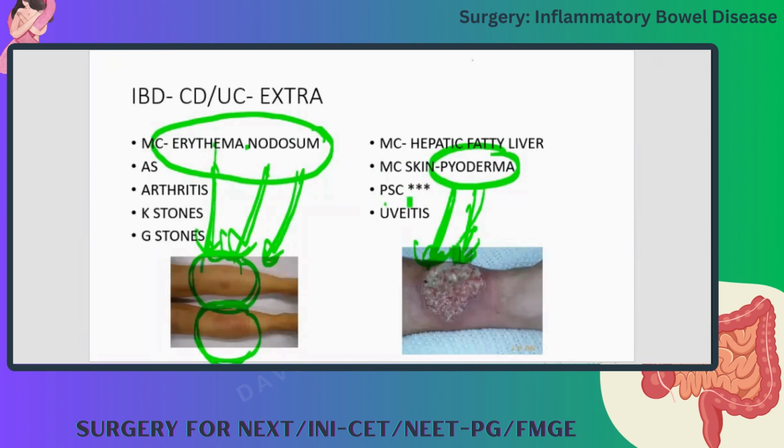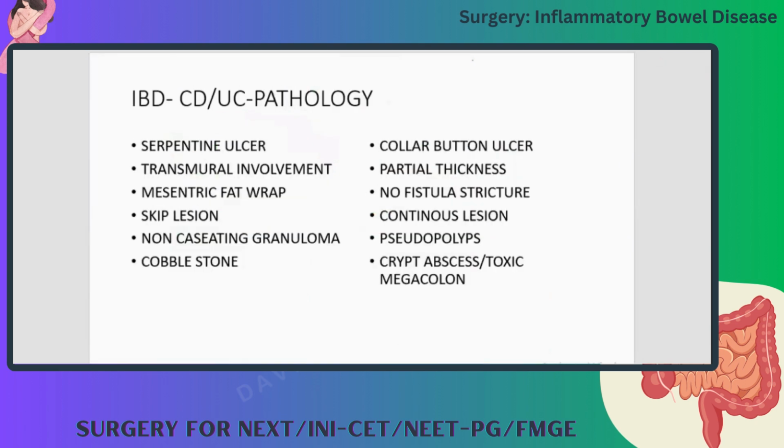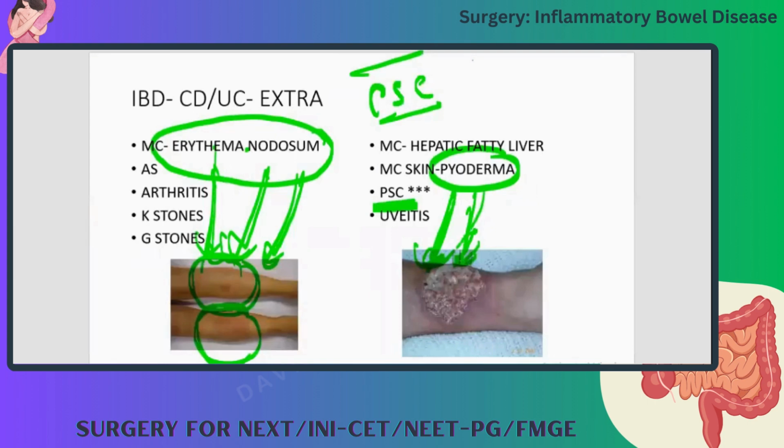Can somebody tell me what is this PSC? Primary sclerosing cholangitis. The peculiarity of this is that other symptoms are there, right? Pyoderma, uveitis, hepatic fatty liver. Everything will be cured once the disease is cured, but this will be persistent. That is the peculiarity of primary sclerosing cholangitis.